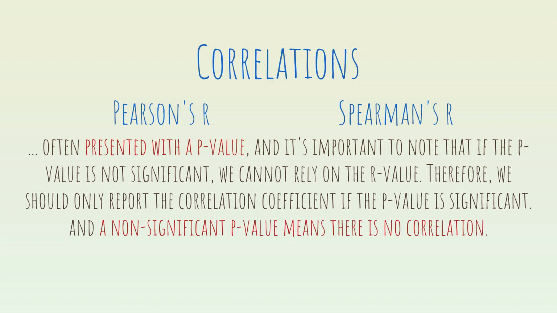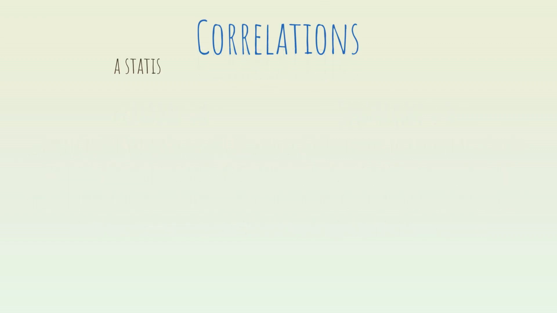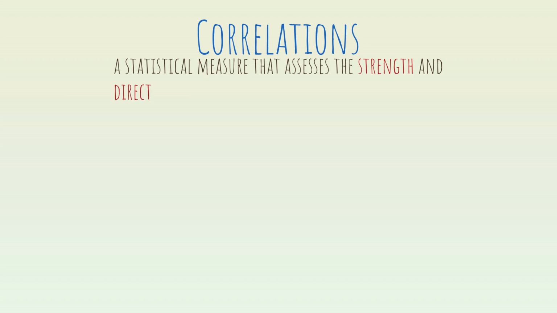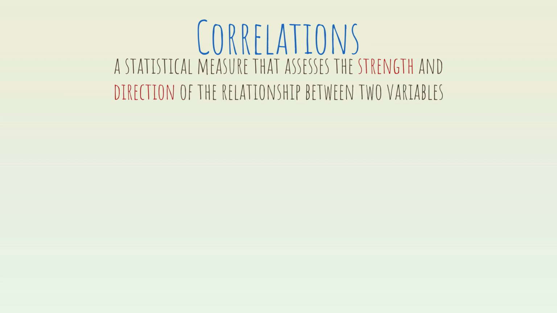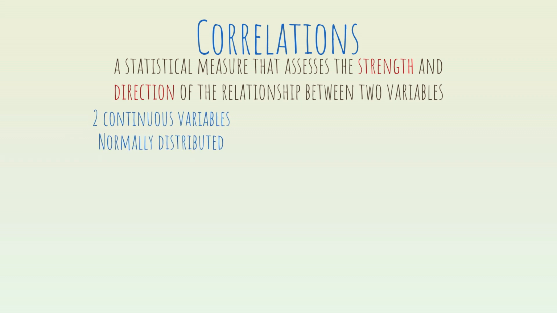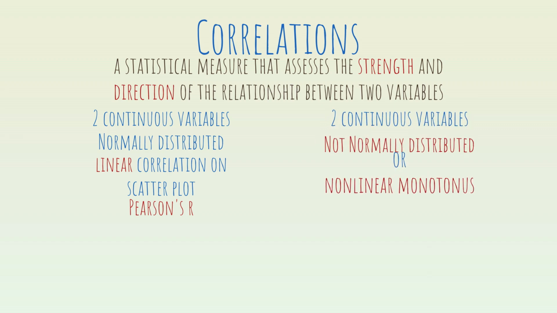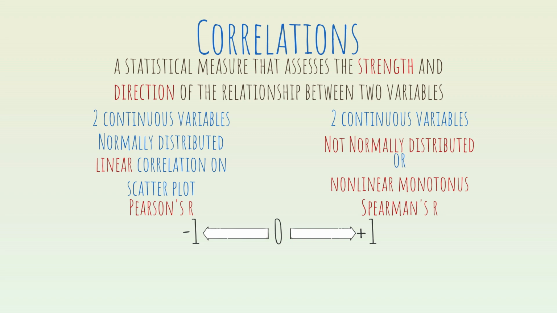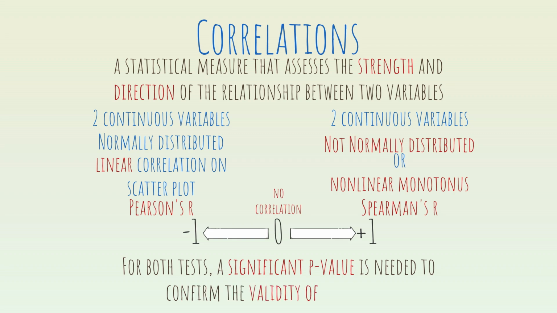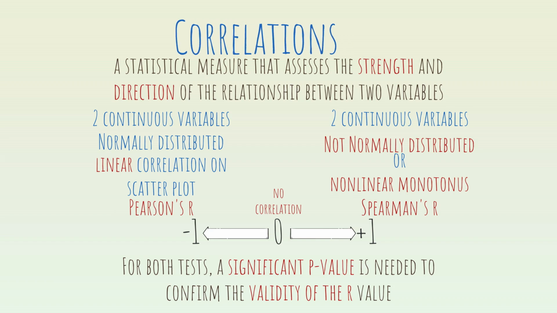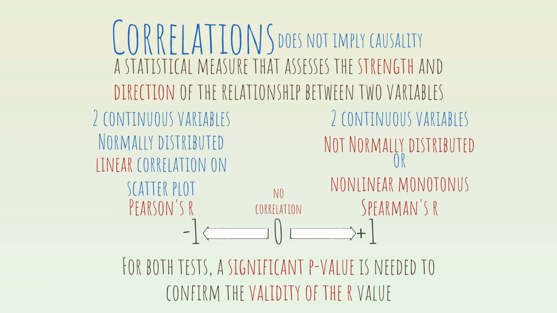a non-significant p-value means there is no correlation. To quickly recap, correlation is a statistical measure that assesses the strength and direction of the relationship between two variables. When the variables are continuous, normally distributed, and exhibit a linear correlation on a scatter plot, Pearson's R is used. If the variables are not normally distributed or show a nonlinear but monotonic relationship, we use Spearman's R instead. The correlation coefficient ranges from -1 to +1, with 0 indicating no correlation. For both tests, a significant p-value is needed to confirm the validity of the R value. And always remember, correlation does not imply causality.